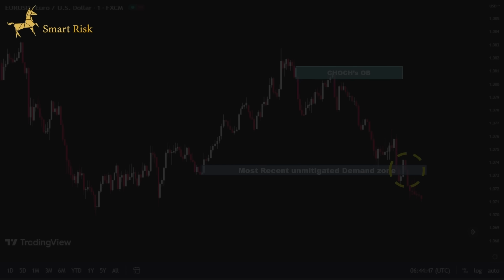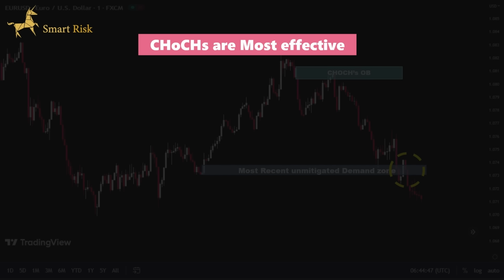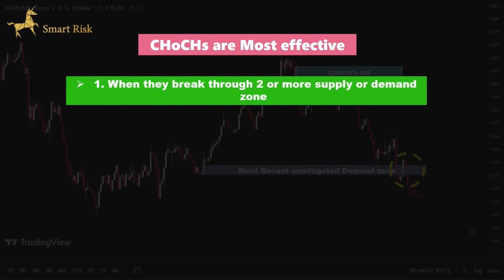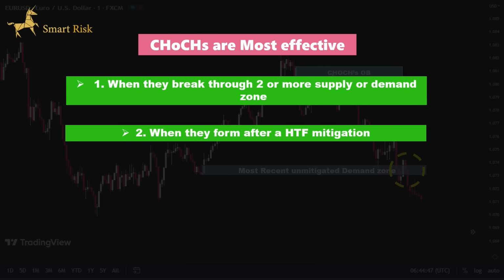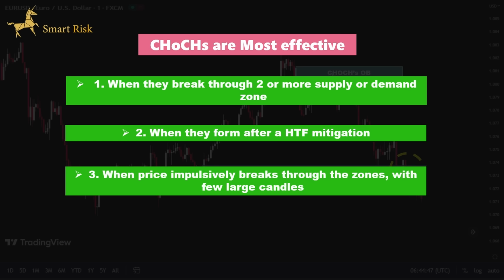There's a key point you always need to remember when trying to use the change of character in your trading. CHoCHs are the most effective when they break through two or more supply or demand zones, when they form after a higher time frame mitigation, and when price impulsively breaks through the zones with a few large candles.